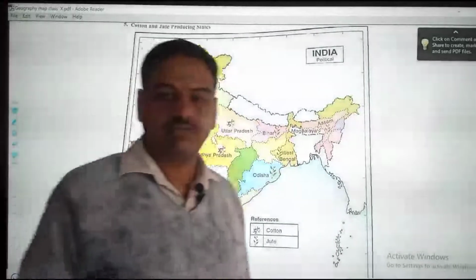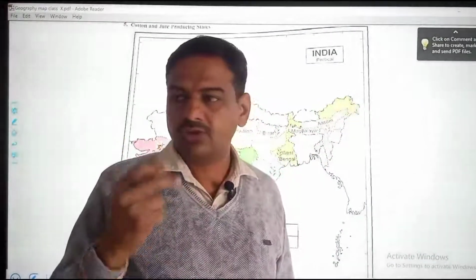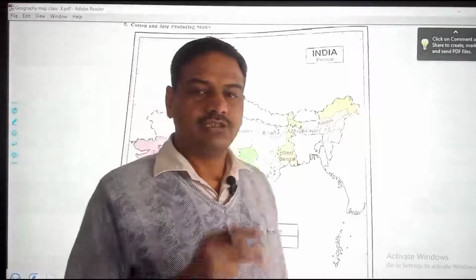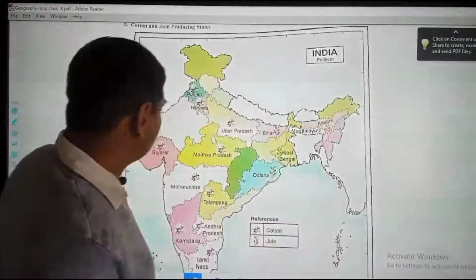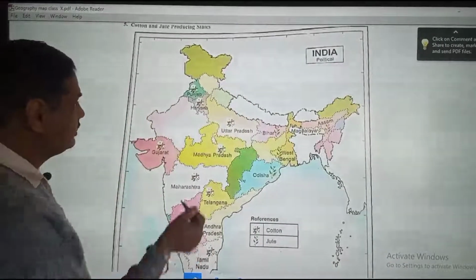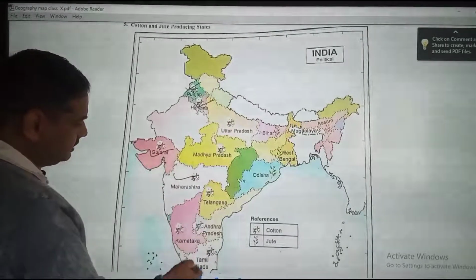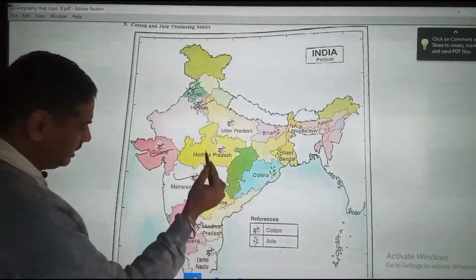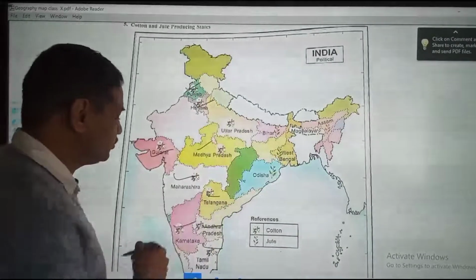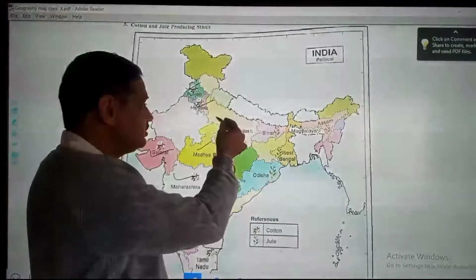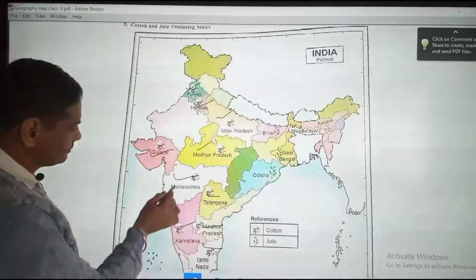Then comes the fiber crop of India. Which is the largest producer of which crop? So mainly there are two fiber crops given in your syllabus, that is jute and cotton. If we talk about cotton production in India, Punjab, Haryana, Maharashtra, Gujarat, Telangana, Andhra Pradesh, Karnataka, Tamil Nadu, these are the major producers of cotton. Madhya Pradesh is also a producer of cotton. UP is also producing cotton, but the largest producer of cotton is Maharashtra.